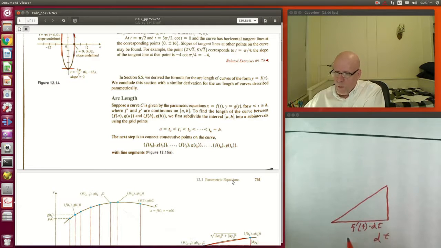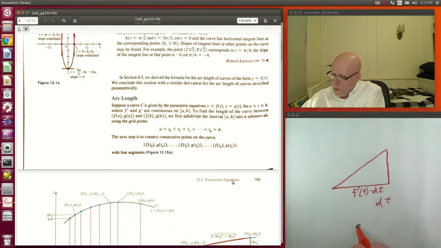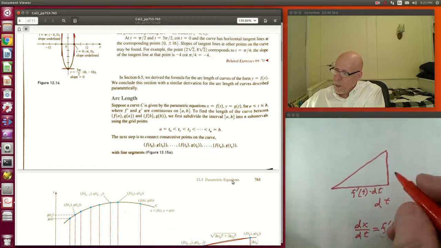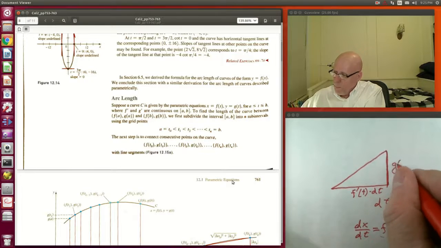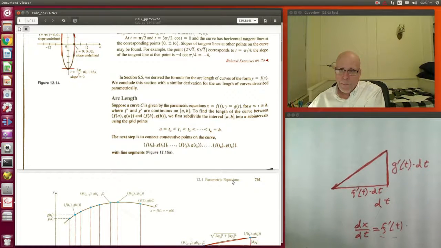You may not believe this version of things because I've done some trickery. I took dx dt equals f prime, which is what we called it, right? And I multiplied both sides by dt to isolate dx. So dx is literally f prime of t dt, as I've written there. Similarly, the other side of this thing is going to be g prime of t times dt. And the thing we're after is the hypotenuse here. So Pythagorean theorem, right?